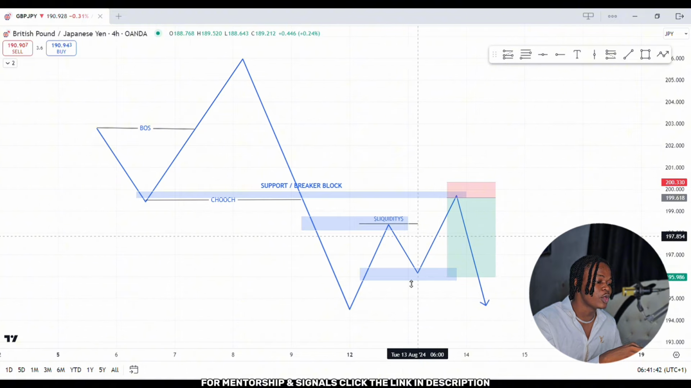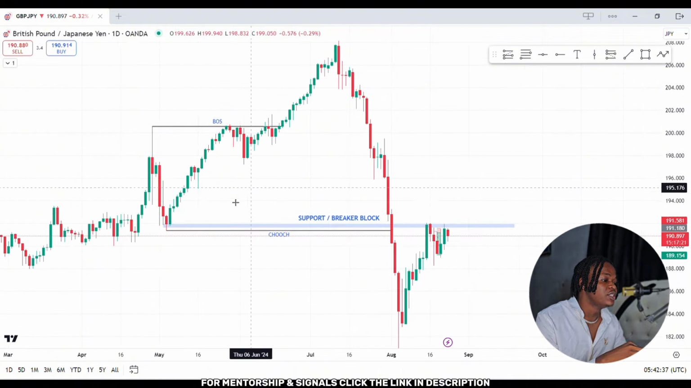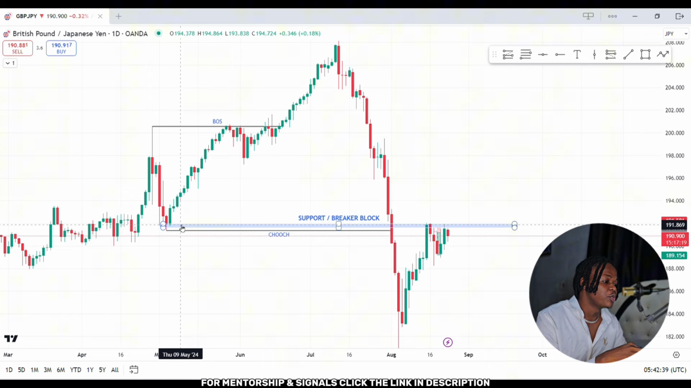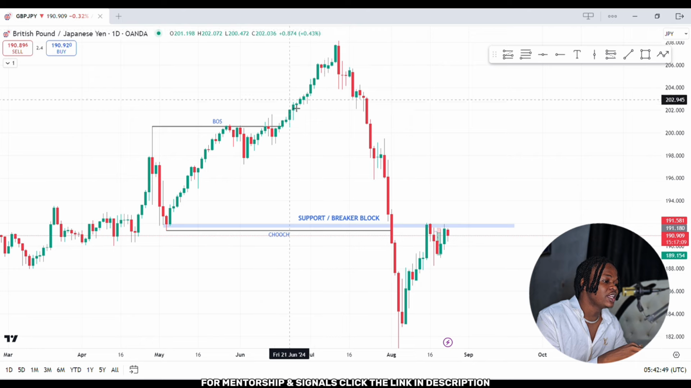Now let's see how we're able to take this trade on GBP/JPY. I started my analysis on the daily time frame right here, as you can see on GBP/JPY, and then you can see that price created the swing high right here, retraced to the downside, and then broke structure to the upside, confirming that we're going to continue moving to the upside. And then immediately price did that.